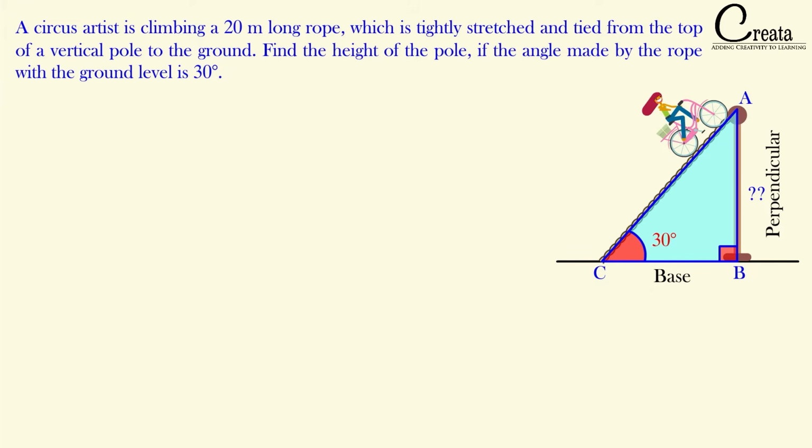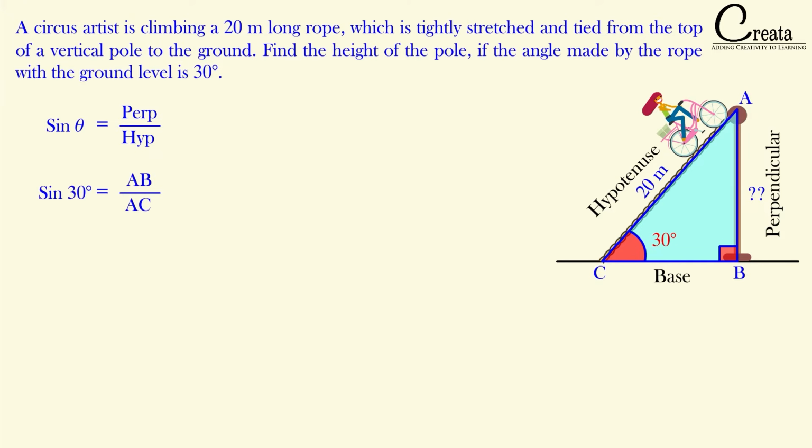Here hypotenuse is given as 20 meter and in this question we have to find the perpendicular AB. So what is the relation between the perpendicular and hypotenuse? Which trigonometric ratio will be applicable? Here sin theta will be applicable, which is perpendicular upon hypotenuse. Perpendicular we have to find, hypotenuse is given in this question. And also angle theta as 30 degree is given in this question.